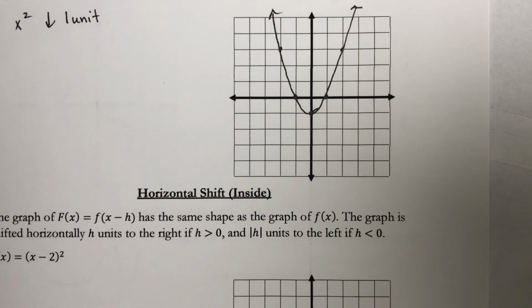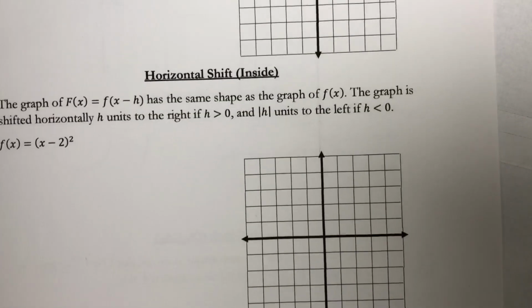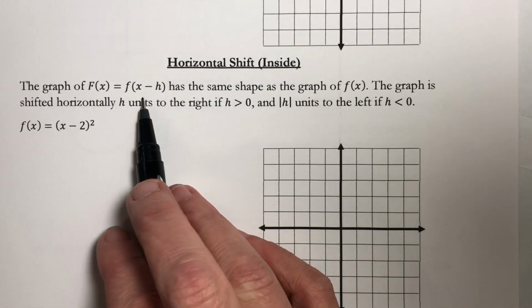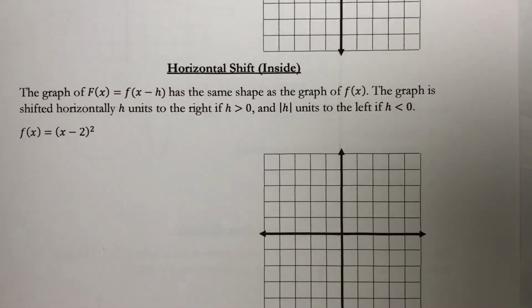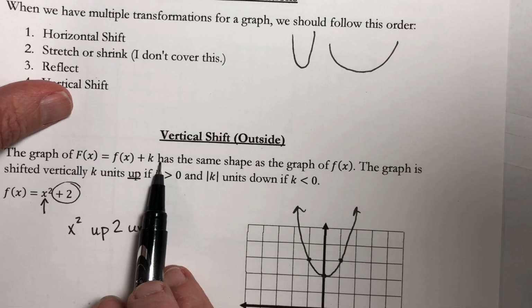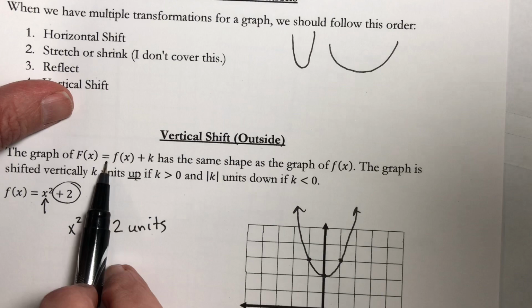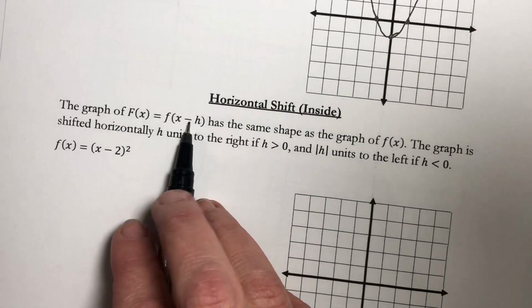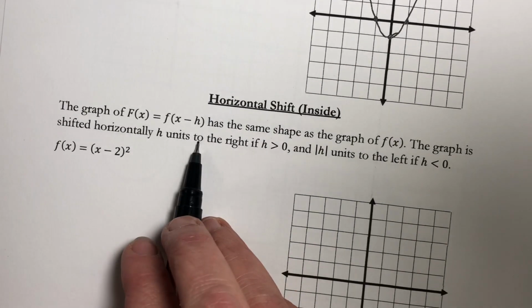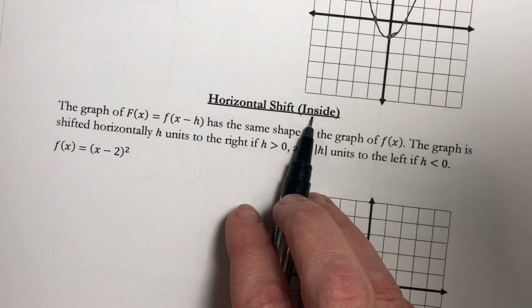Okay, so let's talk about a horizontal shift, which I call an inside. Notice between here and the previous page, here the difference, the added number is outside of the function. The whole function is written here, and then a plus k or a minus k is on the outside. For here, the change is inside of the function. That's what I mean when I call this an inside.